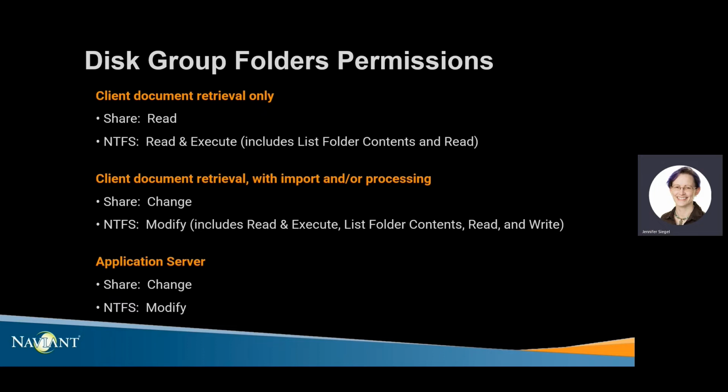For the application server's access, if impersonation is enabled on the app server, then that account requires the permissions shown here. If impersonation is not enabled, then the identity account running the app server's application pool is what requires these permissions. Of course, users shouldn't be accessing documents directly in the disk group folders anyway.